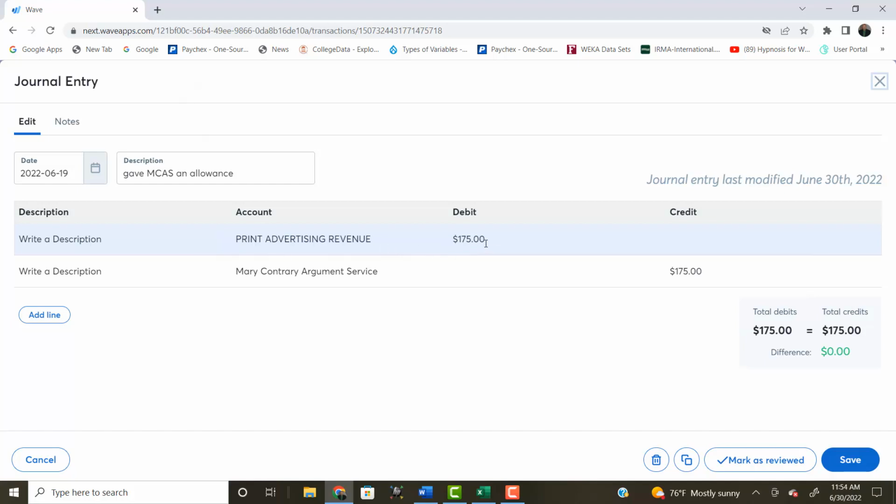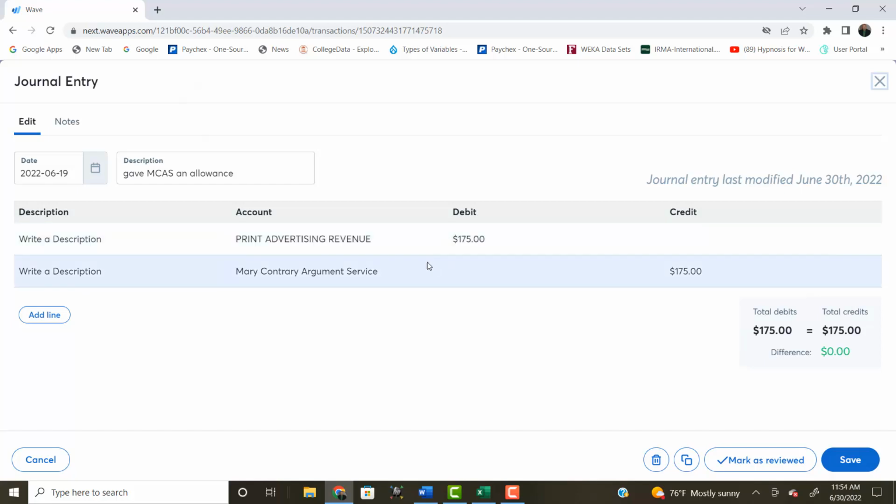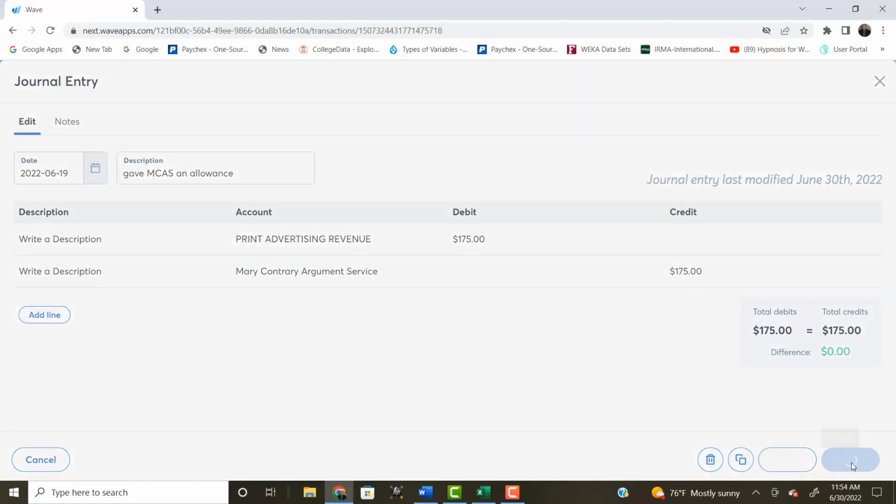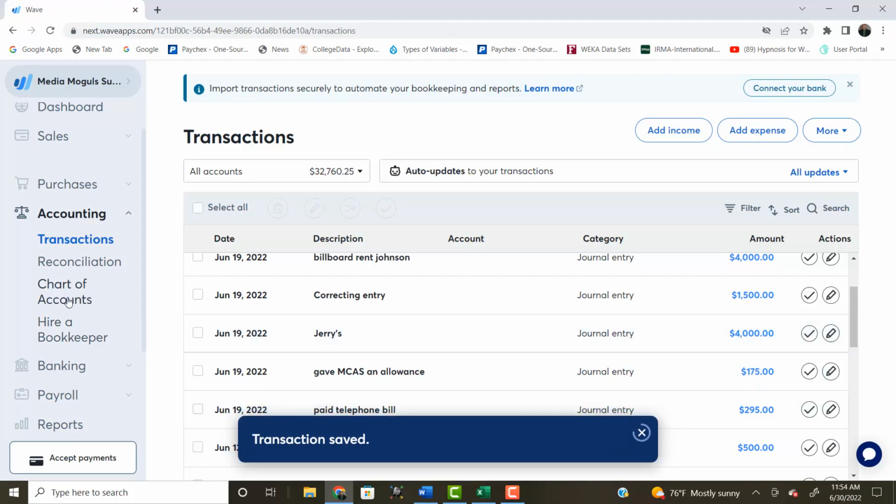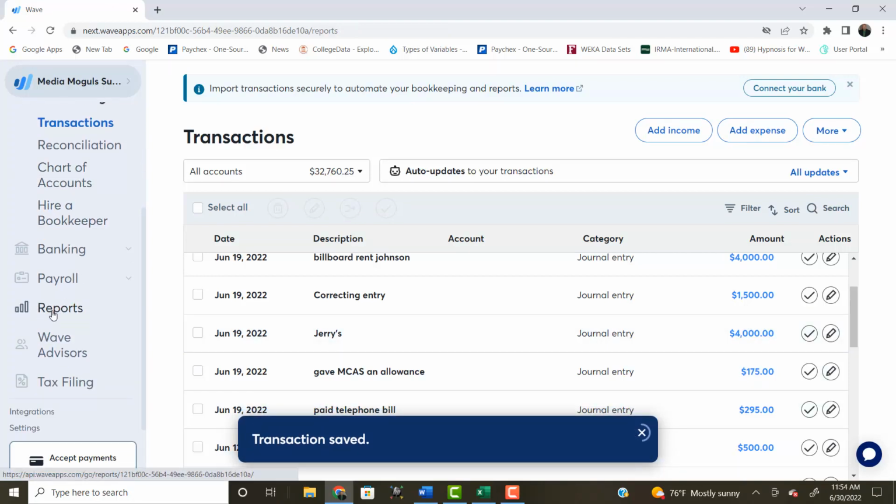And so print advertising revenue, 175 debit. That it's a normal credit, so this reduces it. This is the accounts receivable. Notice 175 credit reduces it as well. Now, I'm going to say this and I'm going to go down and show you what the balance sheet looks like on the reports.